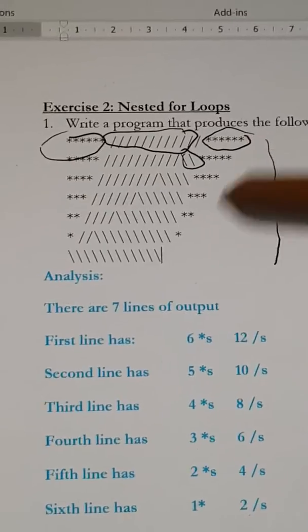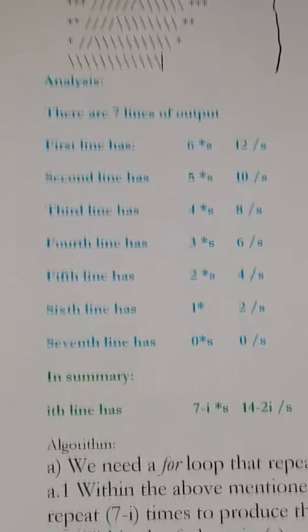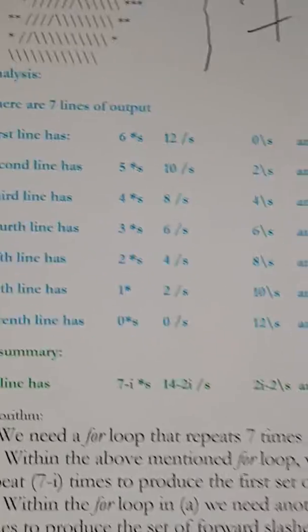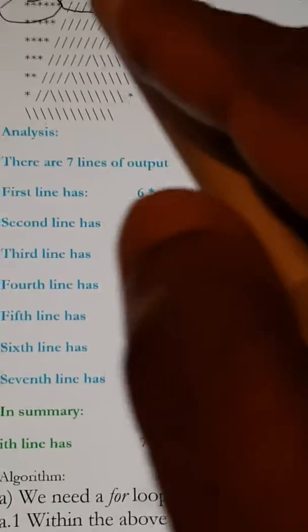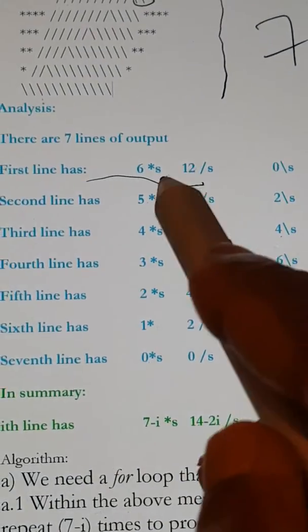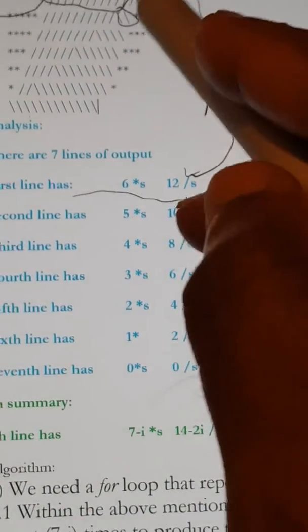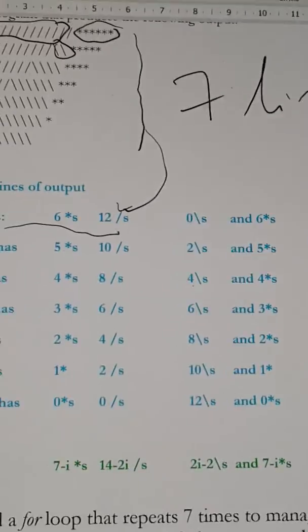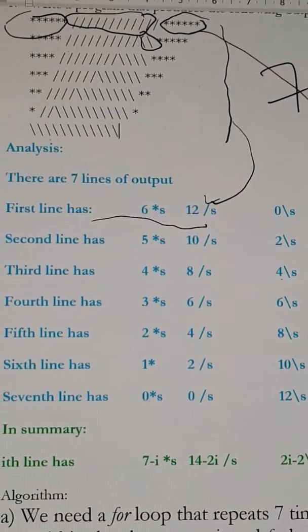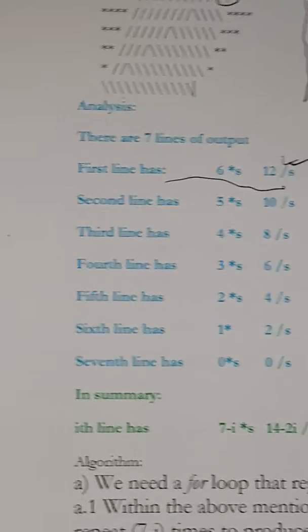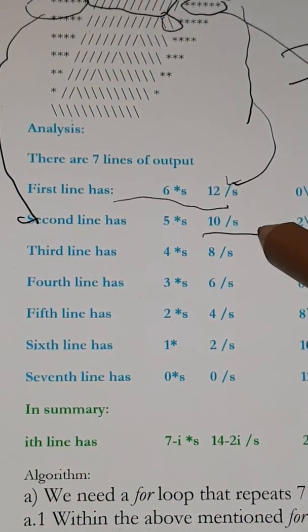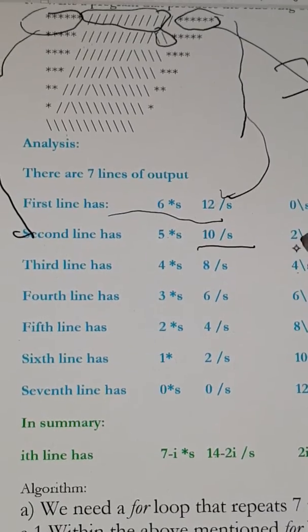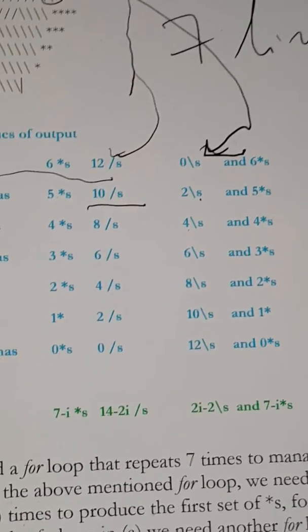So if we analyze this pattern, we can see that there are 7 lines of output, out of which the first line has 6 stars, followed by 12 forward slashes, followed by, in this case, 0 backward slashes, and 6 stars again. Similarly, the second line has got 5 stars, followed by 10 forward slashes, followed by 2 backward slashes, followed by 5 stars.